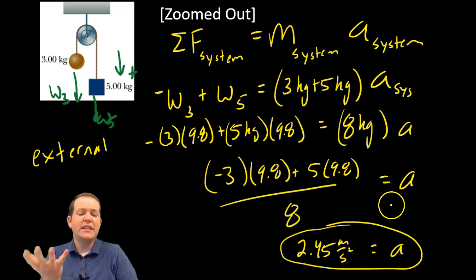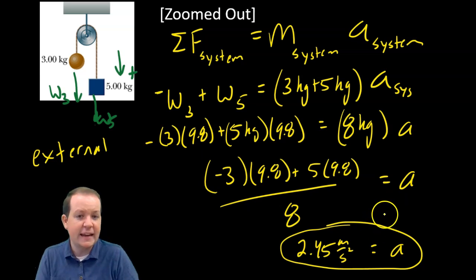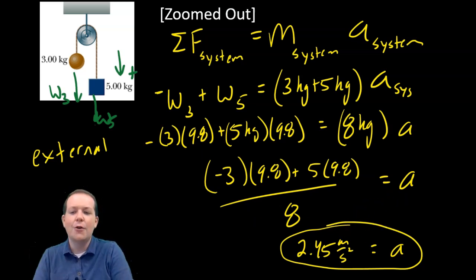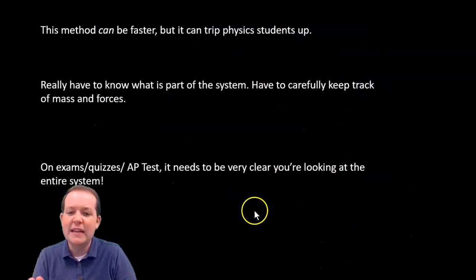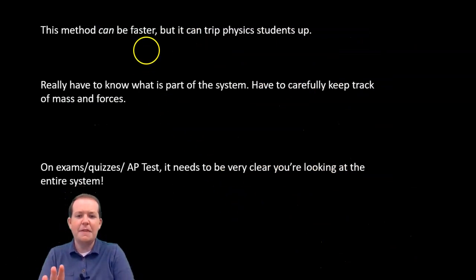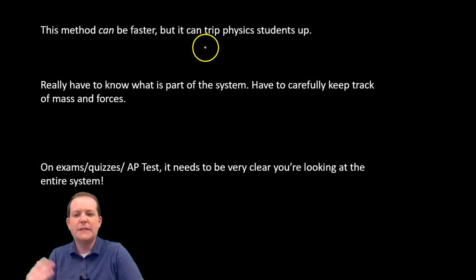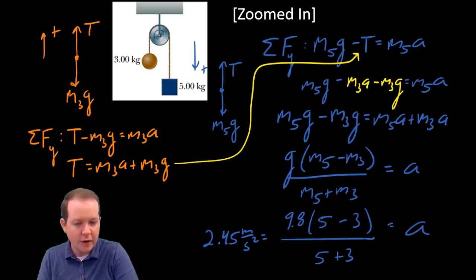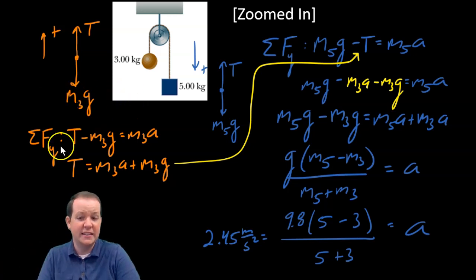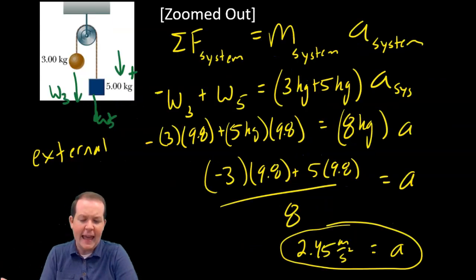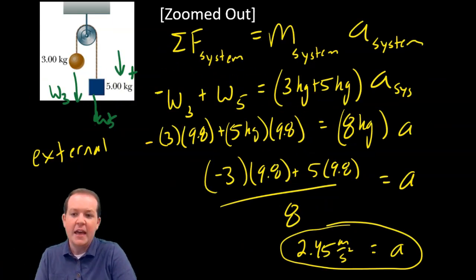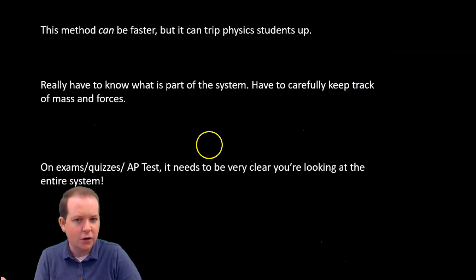So this approach can be easier sometimes for getting certain values, but there are some warnings, some things that you need to consider. This method can be faster. I think you'd agree that what I just set up in yellow is faster than what I had over here. That can be a lot of different steps. This method can, with a single equation, get you the result a little faster.